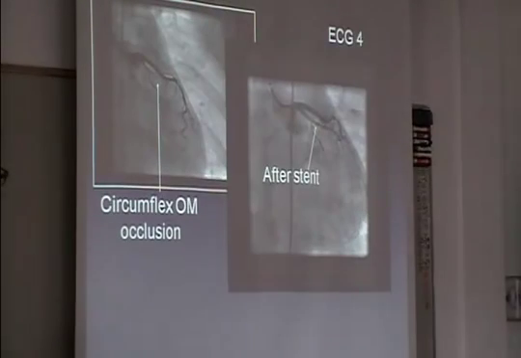In fact, the circumflex is the vessel most notorious to cause this kind of problem. So you have an occluded circumflex marginal branch here that's opened up, stented.